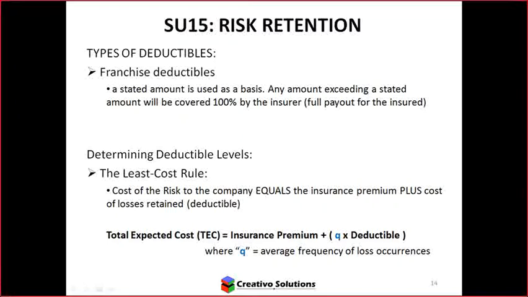Then we've got a franchise deductible, very similar to a franchise we saw earlier on in the semester. What is a franchise deductible? It's a stated amount used as a basis. Any amount exceeding a stated amount will be covered 100% by the insurer. Notice full payout for the insured. So here's the example. If you've got a franchise deductible of 100,000 as a business, if there's a loss of 120,000, who pays how much?